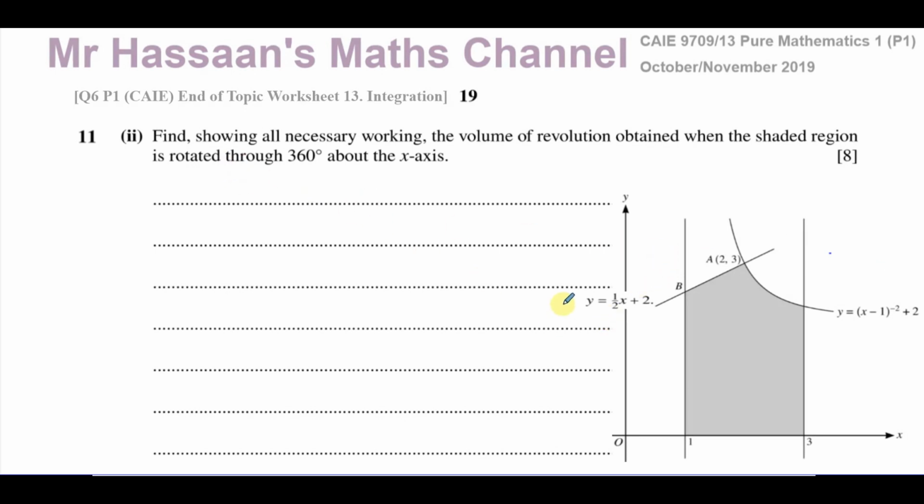It says, find, showing all necessary working, the volume of revolution obtained when the shaded area is rotated 360 degrees about the x-axis. Part 1 we already did, and it's on a separate video. In that question we had to find the equation of this normal to the curve at this point, which we found was y equals a half x plus 2. And now we have to find the volume of the region formed when this shaded region is rotated 360 degrees around the x-axis.